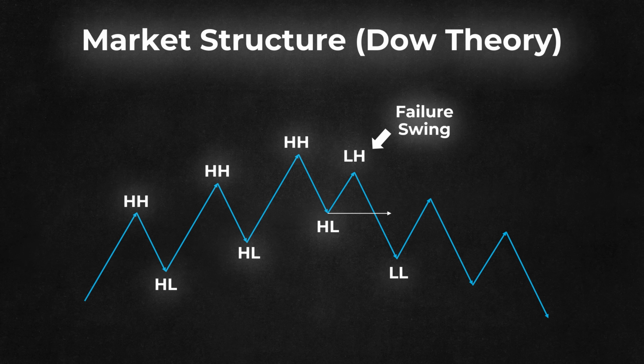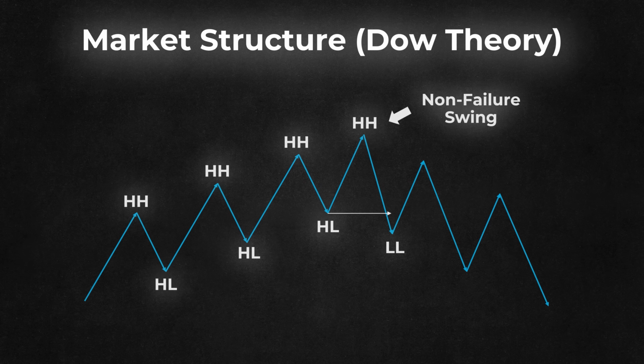The second case is what Dow called a non-failure swing. That happens when a higher high is immediately followed by a lower low in the case of an uptrend. It's called non-failure swing simply because it's the opposite idea of the failure swing. This is exactly what ICT traders call market structure shift, but once again, this idea was described by Charles Dow, Richard Wyckoff, and others in great detail, so it's more than 100 years old.